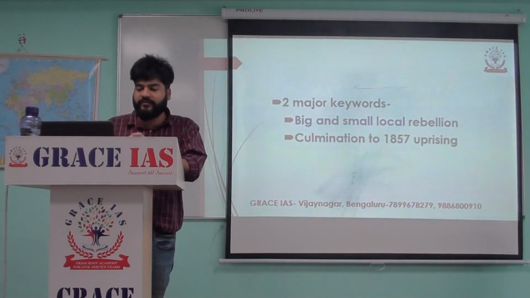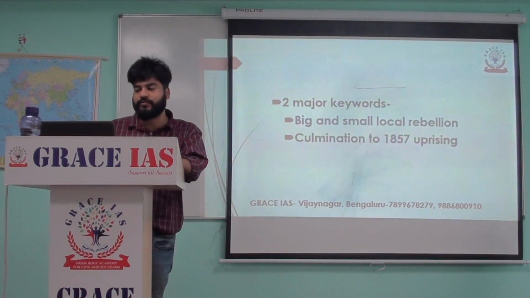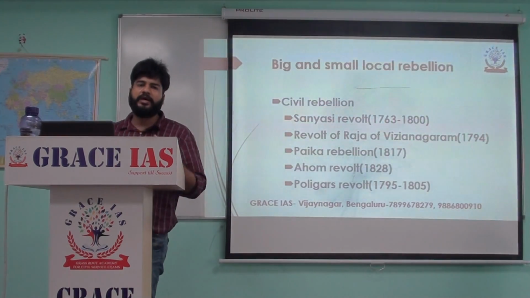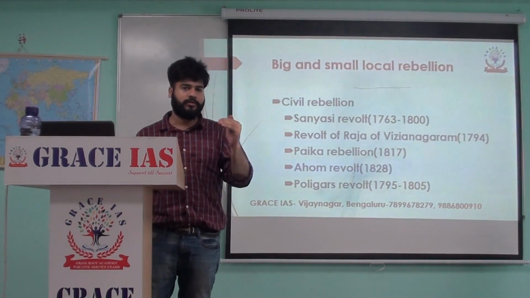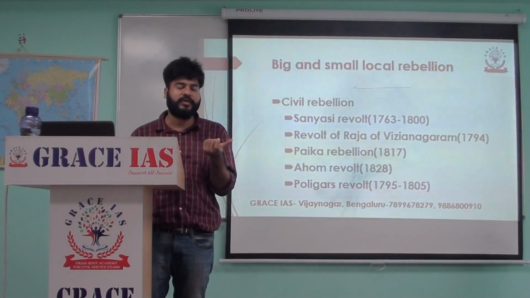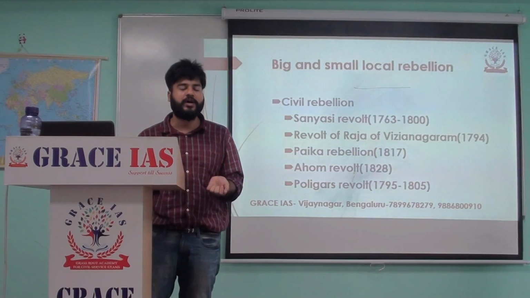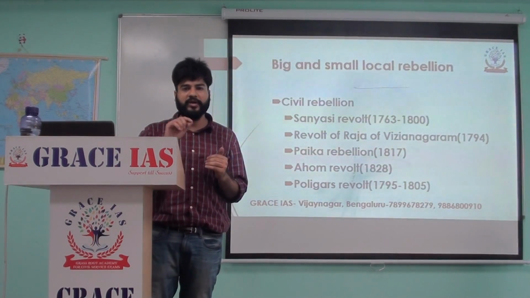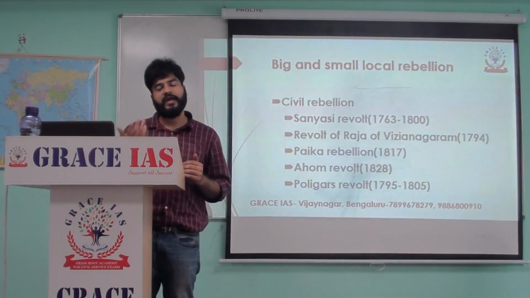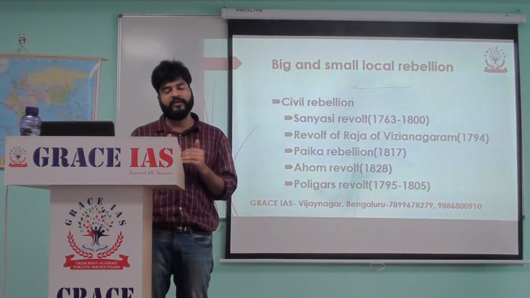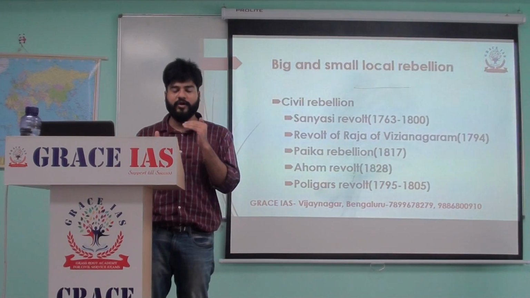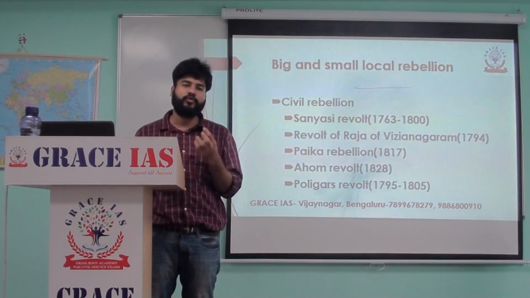We'll first start with the first heading, that is the big and small local rebellions. There are two ways. One way is to just list out the rebellions which happened. For example, there is the Polygar rebellion, there is the Ahom rebellion. You could just list them out, write 1 to 2 lines about each of them, and in this way you would write your answer. But I think the better way is that you divide your heading of big and small local rebellions into 4 parts.